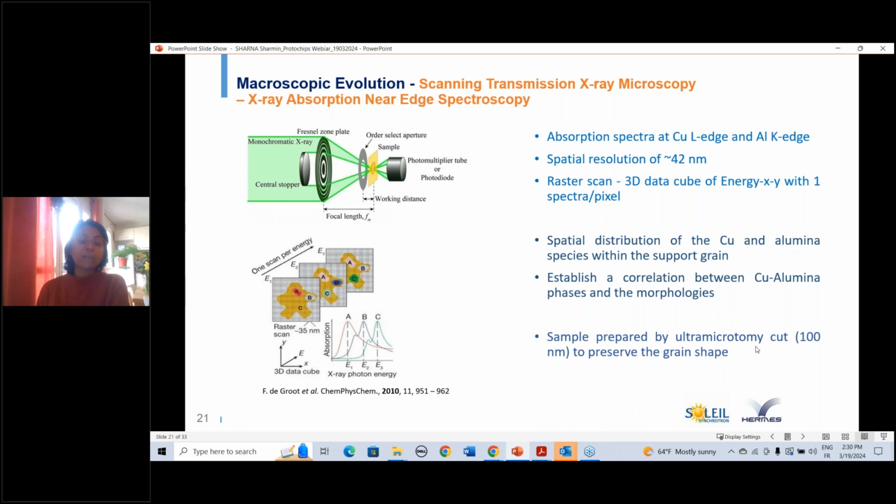The sample was prepared by ultramicrotome cut of 100 nanometers in order to preserve the grain shape, as well as for the sample to be thick enough for the X-ray to pass without self-absorption.